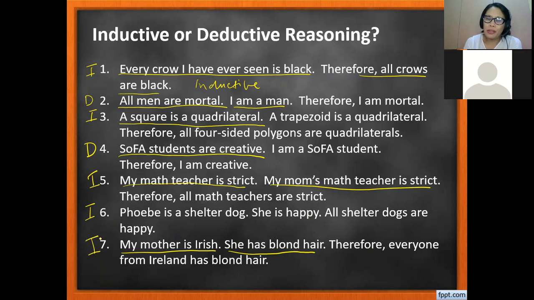So, for you not to get confused, you look at the first statement, how it started. If it started with a generalization, then it's deductive. If it started with specific examples, then it's inductive. Okay? We are done.